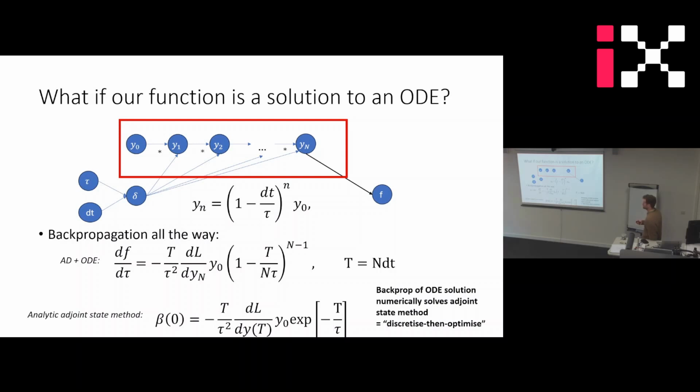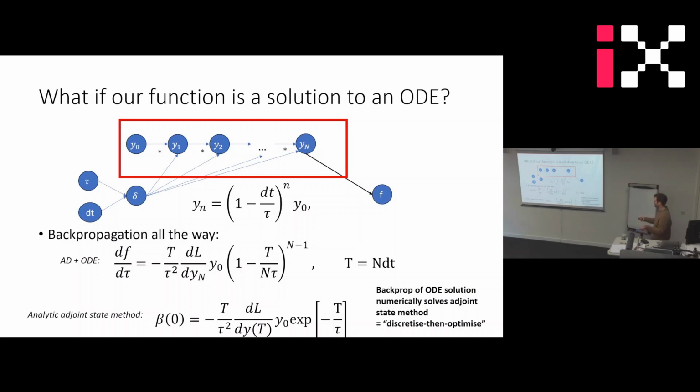Everything out the front is the same. It's just that we've got this (1 minus big T over n tau) to the n minus 1, which in the limit that n, the number of steps we take, goes to infinity, is the same as the exponential, but it is different. So what we've got here is a numerical approximation to the adjoint.